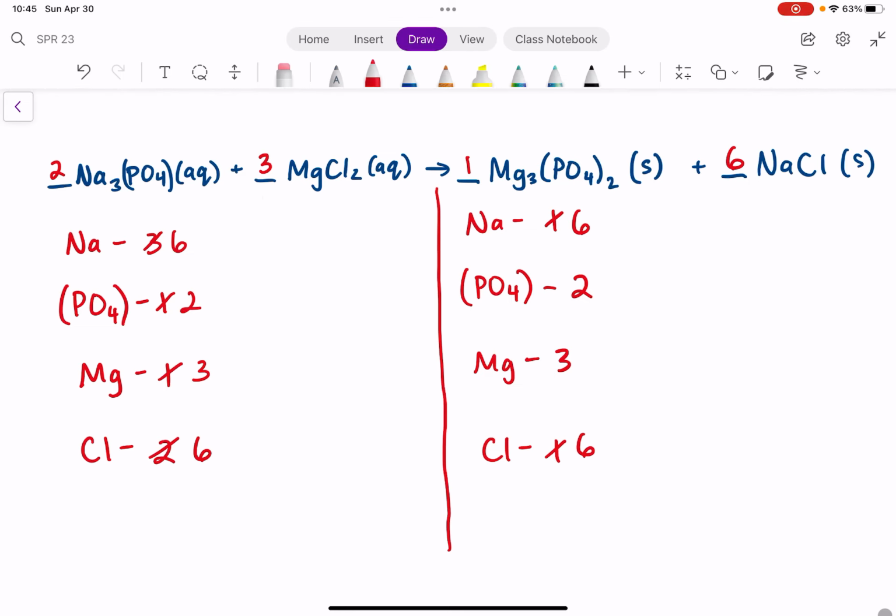So just like any other balancing problem, you're still going to go through those same steps. The key for these, though, is recognizing that this is one thing. It's all bonded together in the reactants on the left side, and then it's all bonded together on the right side. So we can treat it as just one species. Okay?